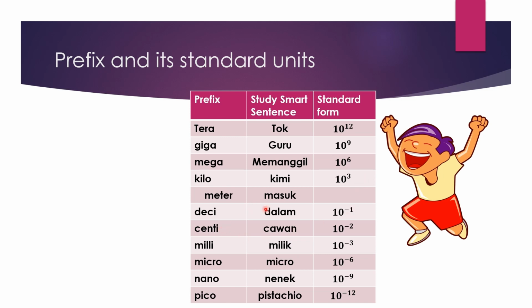For the prefixes below meter, which are deci, centi, milli, micro, nano and pico, the first 3 prefixes, deci, centi and milli, increase by 1. So deci has a standard form of 10 power negative 1, centi negative 2, milli negative 3. The subsequent prefixes, which are micro, nano and pico, increase by multiples of 3. Make sure you don't forget the negative sign for all the prefixes below meter. This approach will help you memorize the prefixes in no time.